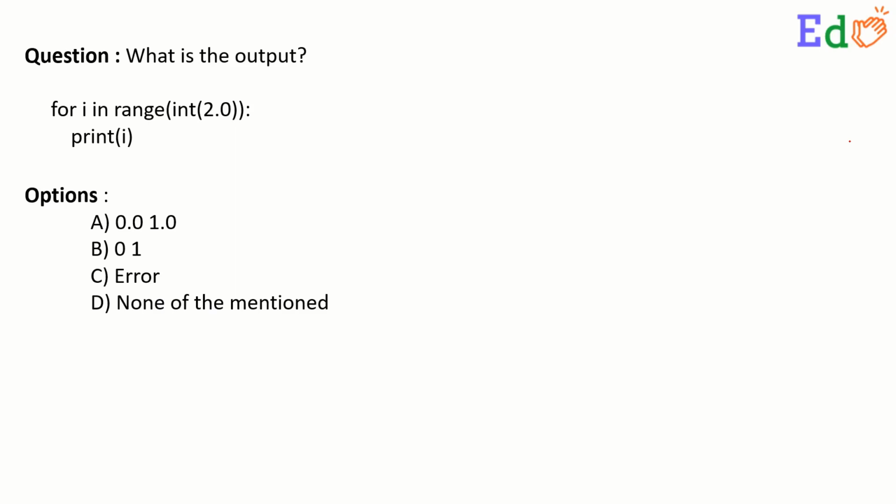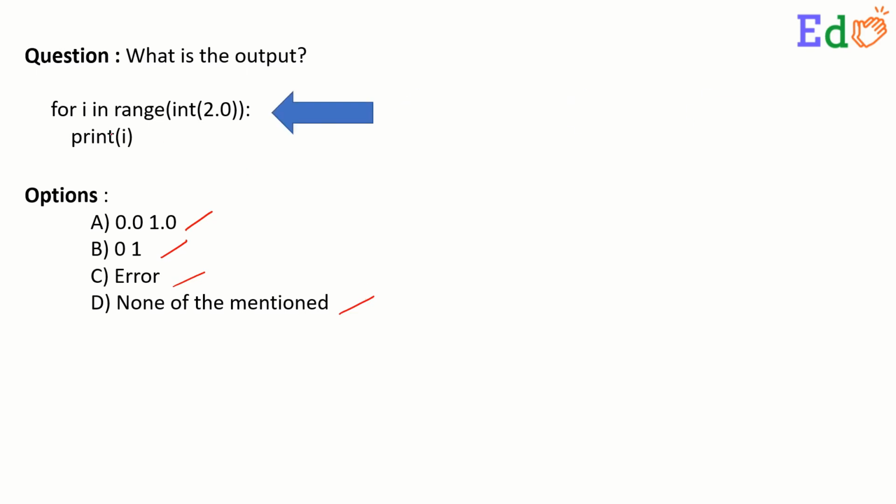What is the output of the following code snippet? Is it option A, 0.0 space 1.0, or is it option B, 0 space 1, or is it option C, error, or is it option D, none of the mentioned?